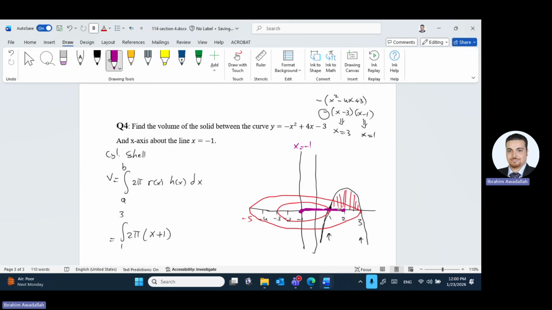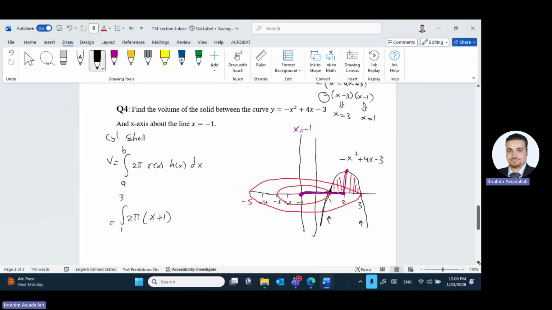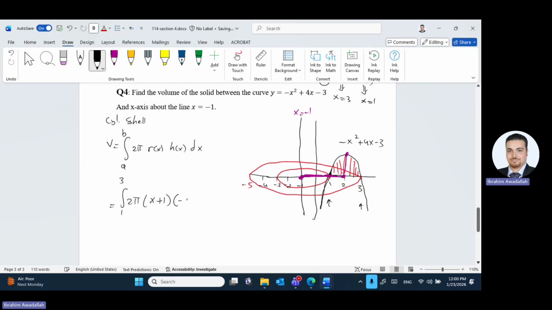The highest, it's very easy in this case. This is my highest. And the highest here is the function minus x squared plus 4x minus 3. So I will write here minus x squared plus 4x minus 3 dx. So this will be 2 pi outside, the integration from 1 to 3, and 2 functions here, x plus 1, times minus x squared plus 4x minus 3.